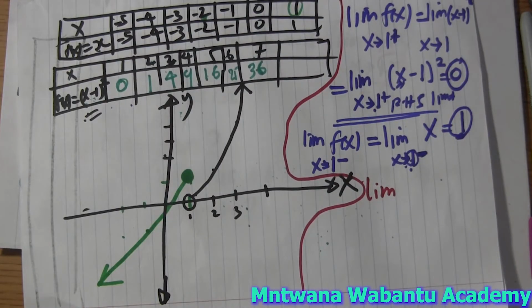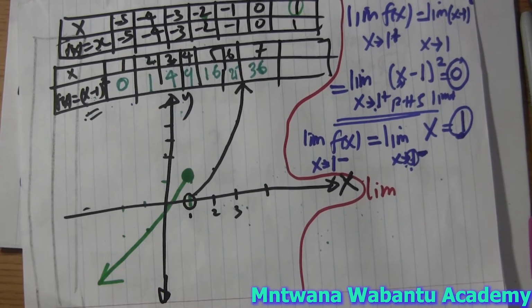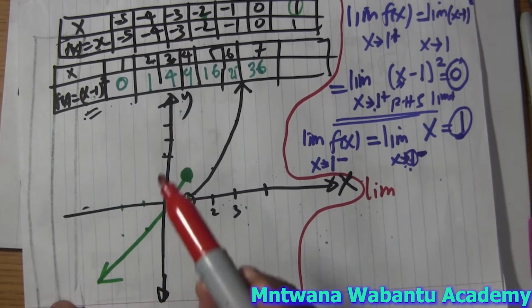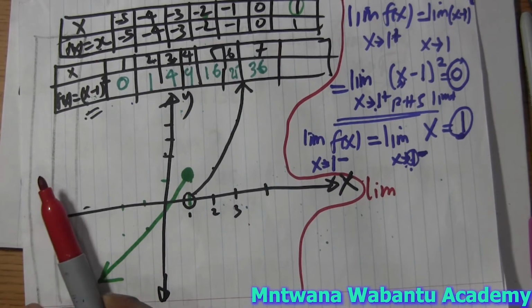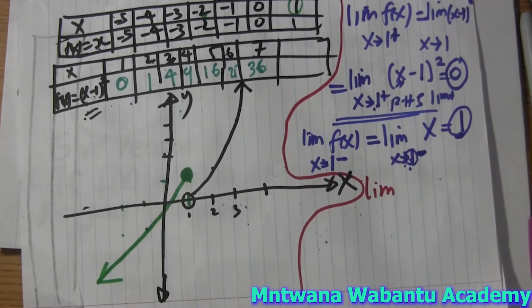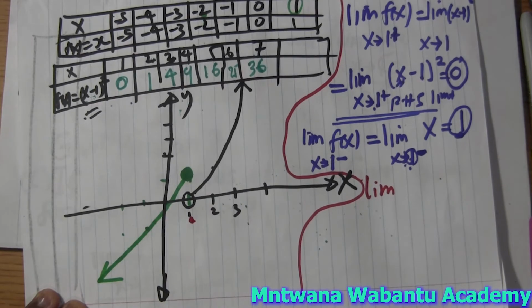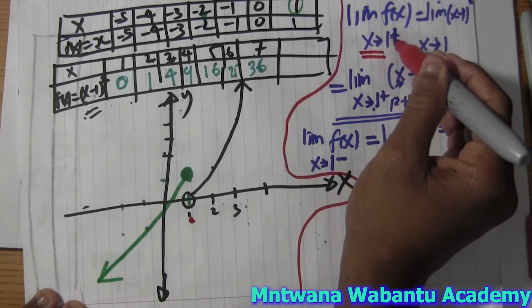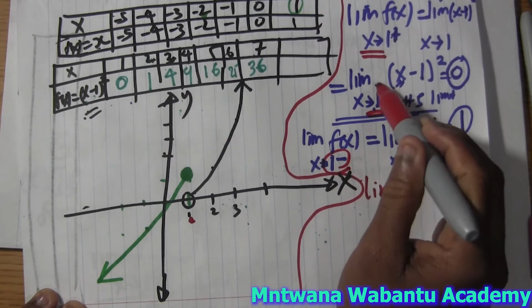Okay, look, we approach 1 from the left and 1 from the right. If I approach 1 from the left, I'm coming from the left. Which graph am I going to bump into first, this one or this one? Of course, this is the one I'm going to bump. This is our x equal to 1, because we want to approach 1 from the left and 1 from the right.